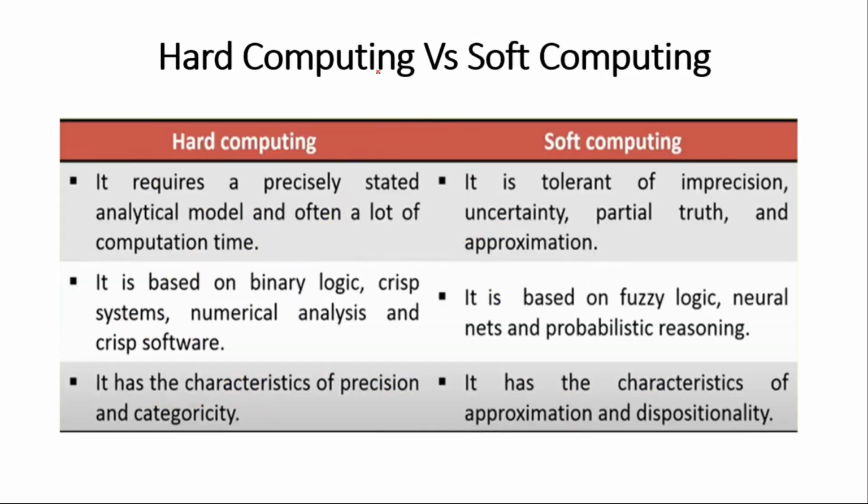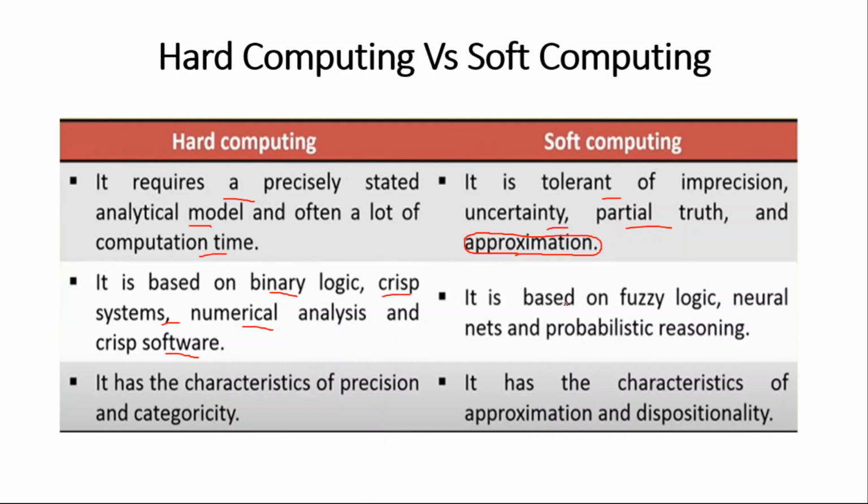So here is a brief differentiation between hard computing and soft computing. Hard computing requires a precise solution. Okay, that is, it requires a precise analytical model, and it needs a lot of computation time. Whereas soft computing is tolerant to imprecision, uncertainty, partial truth, and approximation. It allows approximate solutions. That is the specialty of soft computing. Okay. So to implement hard computing, we use binary logic, crisp systems, numerical analysis, and crisp software. That is, your result should be accurate. Crisp means the systems which provide accurate results.